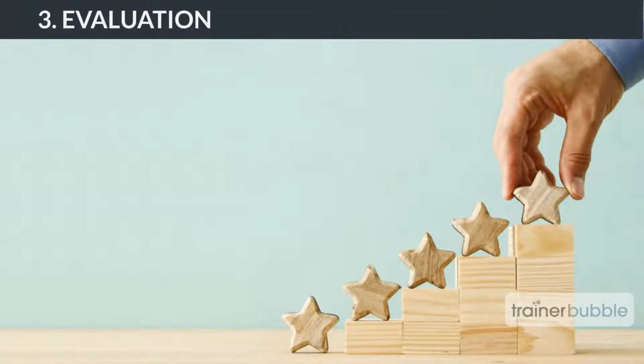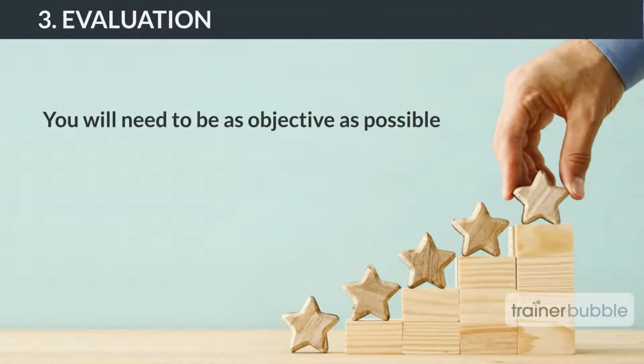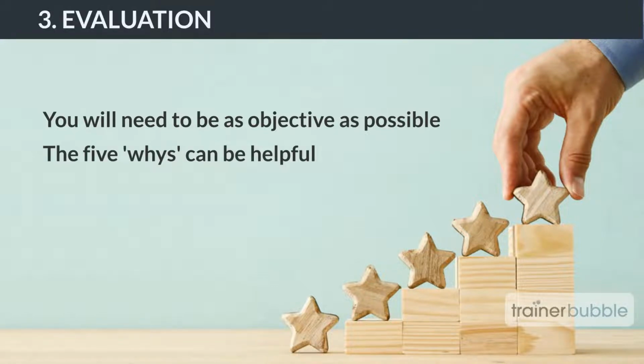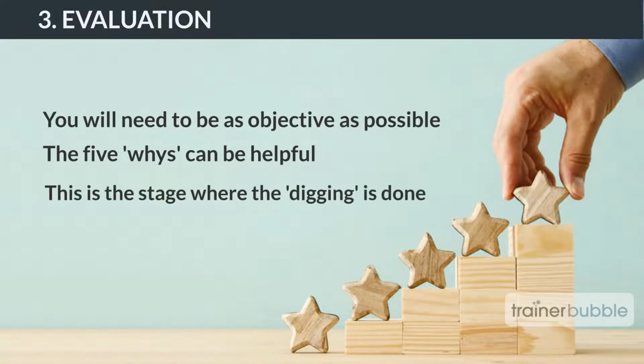During the evaluation stage, you'll need to be as objective as possible when looking at what worked, what didn't work, why it did or didn't work, and so on. At this point, using something like the 5 whys can be helpful. Essentially, you'll keep asking yourself why until the root cause of the problem is revealed. This is the stage where the deep digging is done, and if you only just scrape over the surface, a lot can be missed.